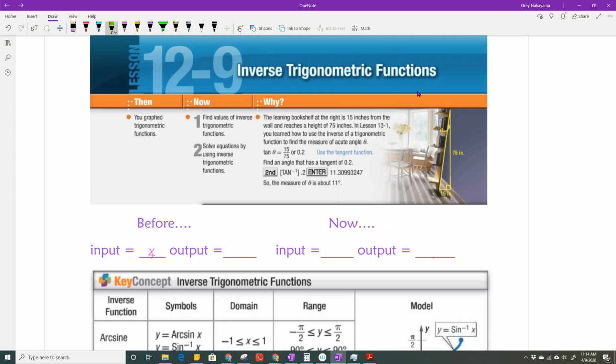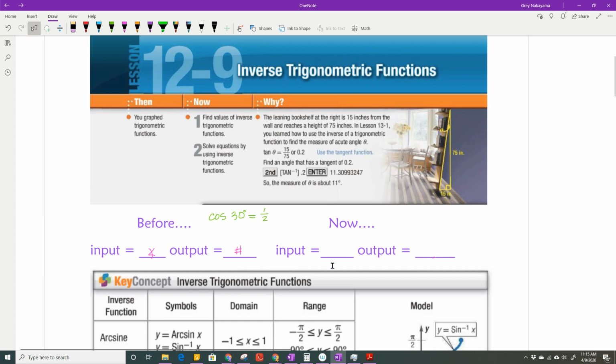An example of an input would be, what is the cosine of 30 degrees? 30 degrees is my angle. What is the output? Well, the cosine of 30 degrees is 1/2. So the output is some number. Now, if we're doing an inverse, what I like to ask in class is, how do you find the inverse? I'm sure you all said you just switch the input and the output. You switch the x and the y.